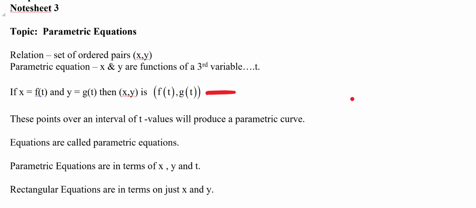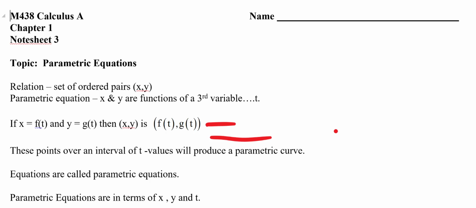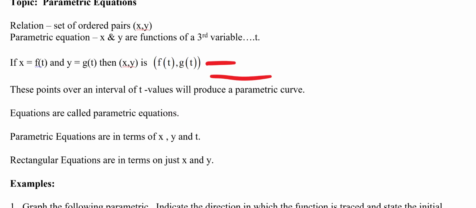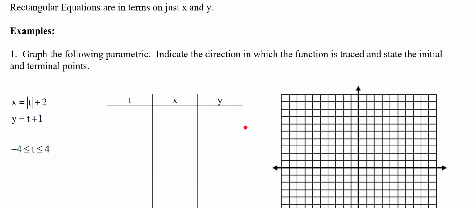You're going to have an x equation and a y equation, in terms of t, and you're going to be given different values of t. You plug in the values of t to get an xy coordinate, and then you graph it. It's really pretty easy. These equations with a t are called parametric equations, and they're going to be in terms of x, y, and t. Remember, rectangular equations are just in terms of x and y. So let's get right away and do a nice little friendly example here.